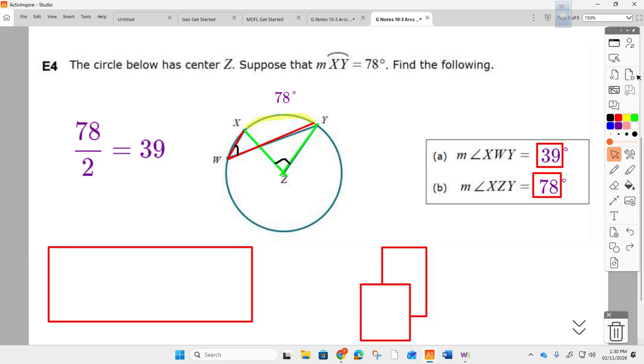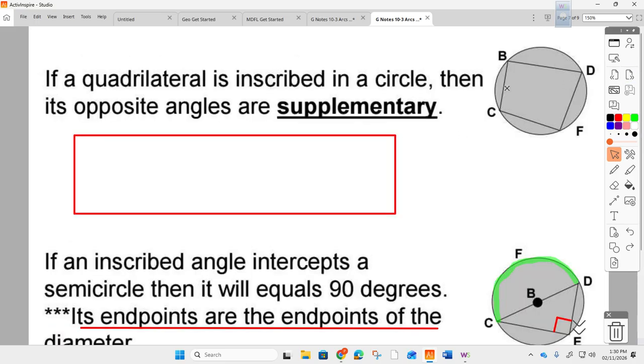But first, we're going to go over a new rule. If a quadrilateral is inscribed in a circle, and all that means is that the corners are on the circle, technically the vertices, which is the plural of vertex, those corners are on the circle, we know that its opposite angles are supplementary.